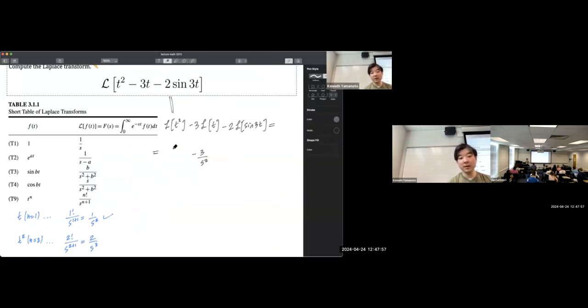Okay, so this one is going to be 2 over s cubed. And then we said that this is going to be minus 3 over s squared. And then this one's going to be minus 2. And looking at this table, I'm not going to change colors. I'm just going to be black the whole time. What is going to be the Laplace transform of sine of 3t, do you think? This is saying sine of bt is equal to b over s squared plus b squared.